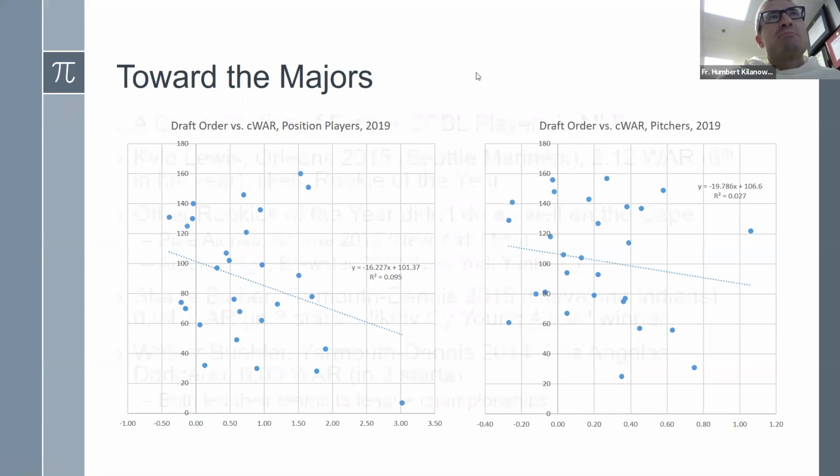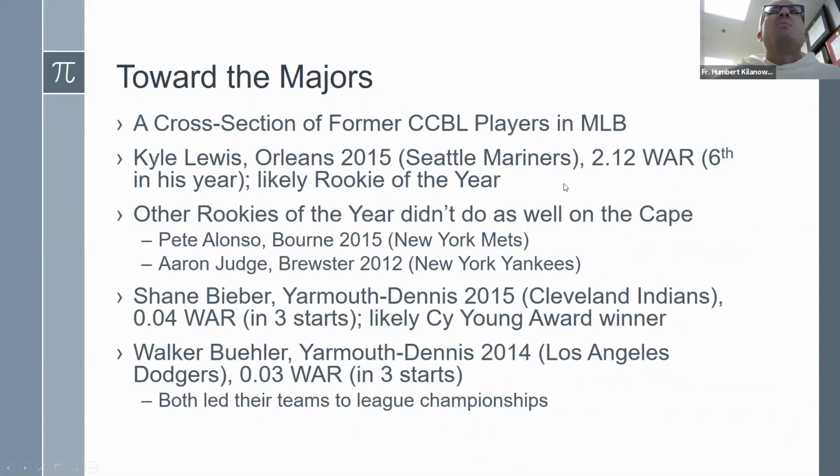You look at a few major league players. Kyle Lewis had a great season in 2015. He'll probably win the Rookie of the Year this year. But other Rookies of the Year didn't do as well on the Cape. Pete Alonso, for example, set the record for most home runs by a rookie last year with 53. You know how many home runs he hit when he was on the Cape? 0.